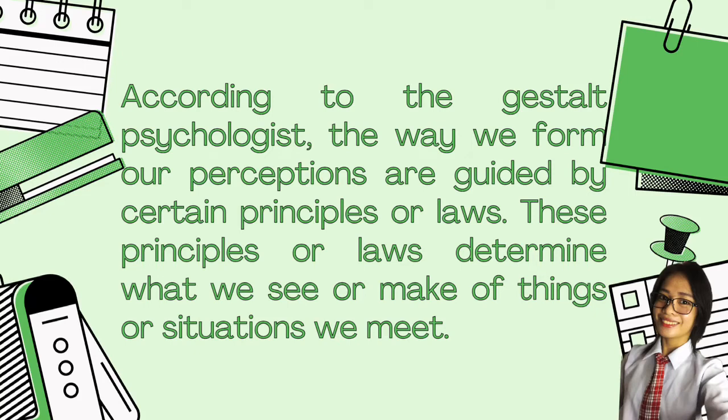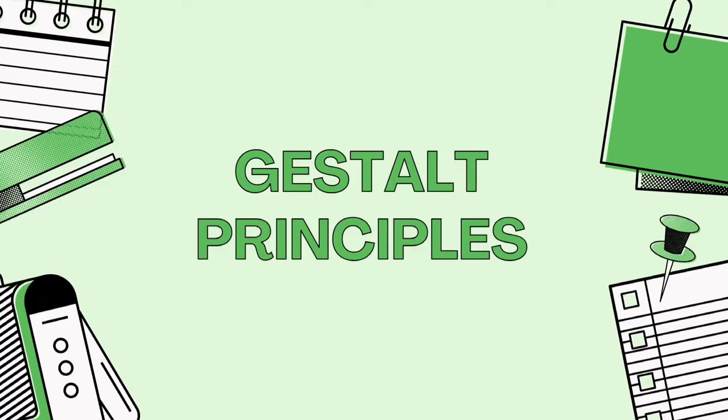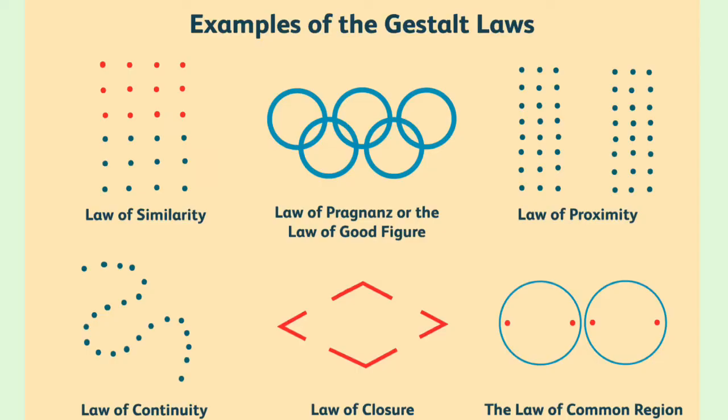According to the Gestalt psychologists, the way we form our perceptions are guided by certain principles or laws. These principles or laws determine what we see or make of things or situations we meet. So we will now proceed to the Gestalt principles. Here are the examples of the Gestalt laws: law of similarity, law of pragnanz or the law of good figure, law of proximity, law of continuity, law of closure, and the law of common region.